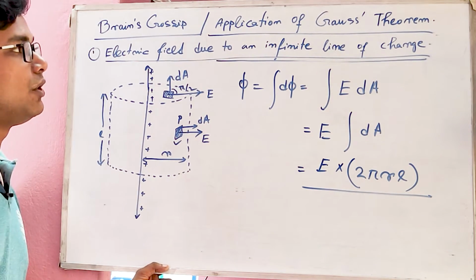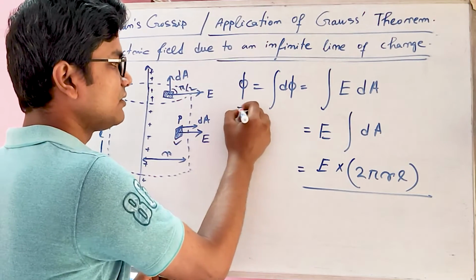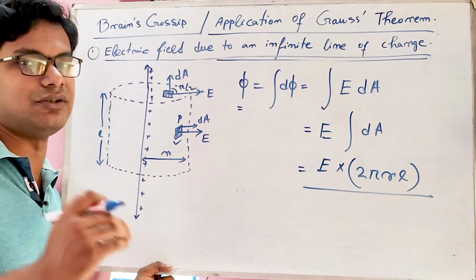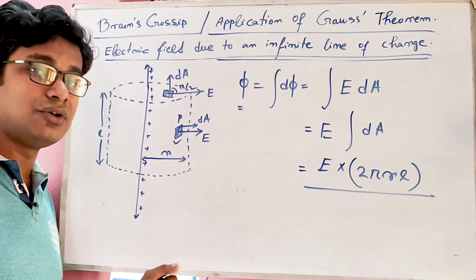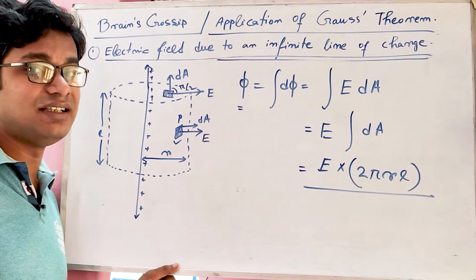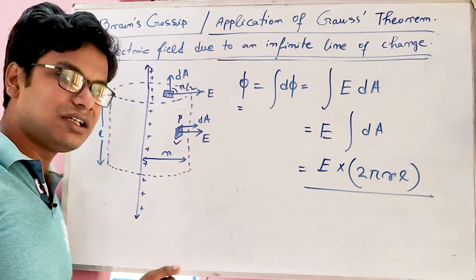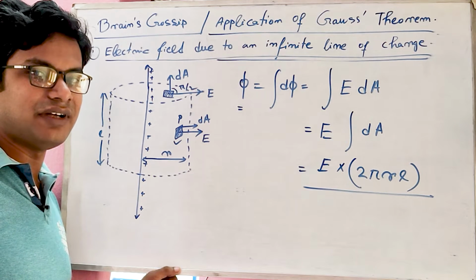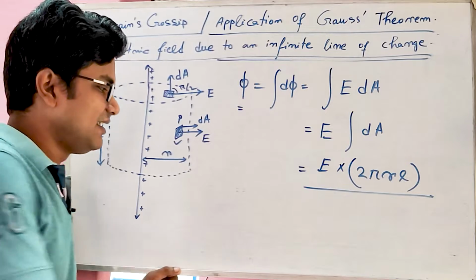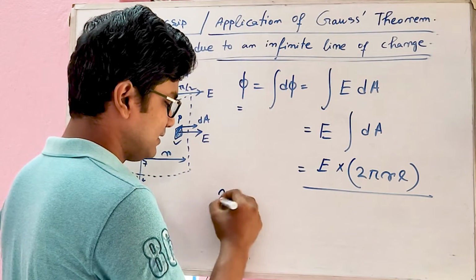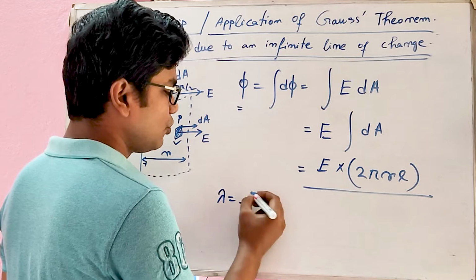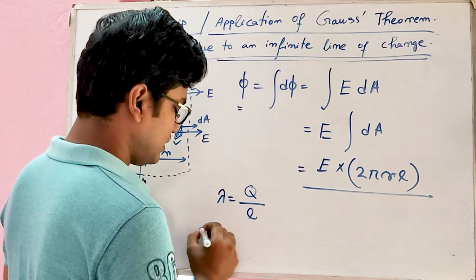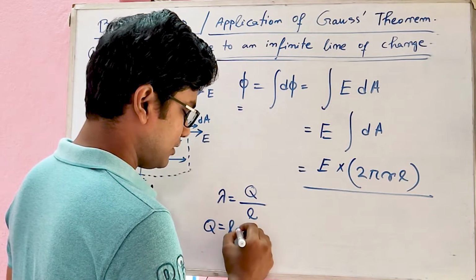Now, according to Gauss's theorem, this total flux must be equal to the total charge enclosed by the curved surface divided by epsilon naught. Now we have to find out what is the total charge enclosed by this curved surface. To understand that, we have to consider the charge per unit length factor, that is line charge density. Now, what is line charge density? Line charge density is lambda, that is equal to total charge Q by length. So we can write Q equal to lambda L.